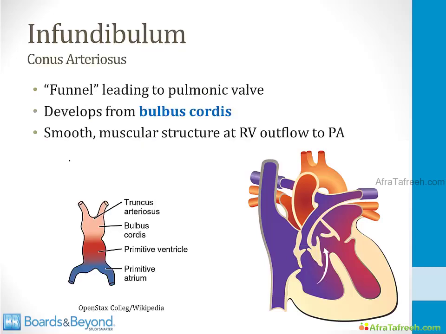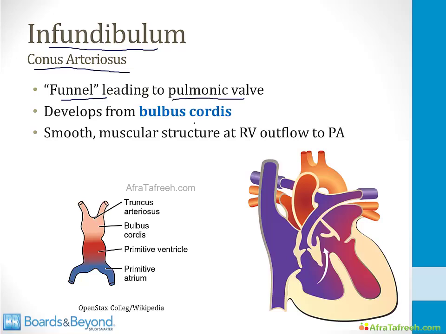Even though there are 4 abnormalities in tetralogy of Fallot, they are all caused by a single abnormal structure called the infundibulum, which is also sometimes called the conus arteriosus. In fact, some people like to call this disorder monology of Fallot because it's all due to one abnormal structure, the infundibulum. In Latin, the word infundibulum means funnel, so this structure is a funnel that leads out of the right ventricle toward the pulmonic valve.